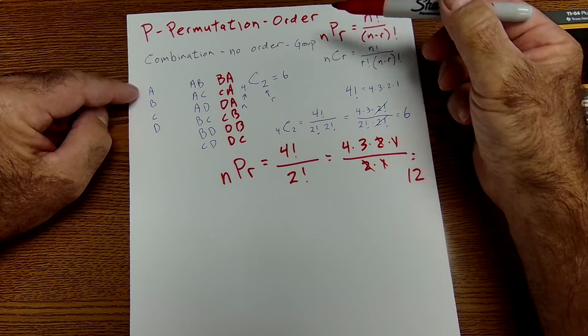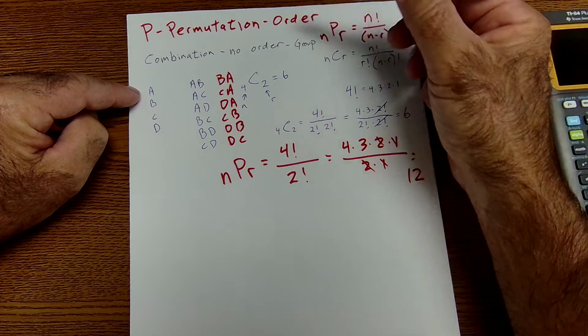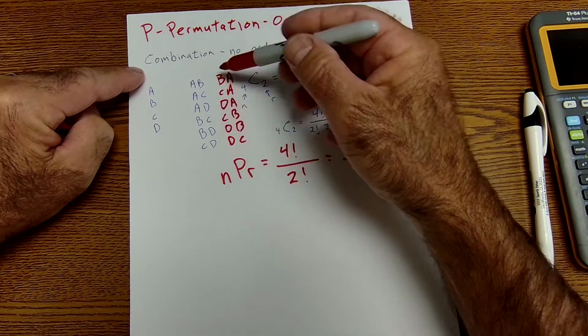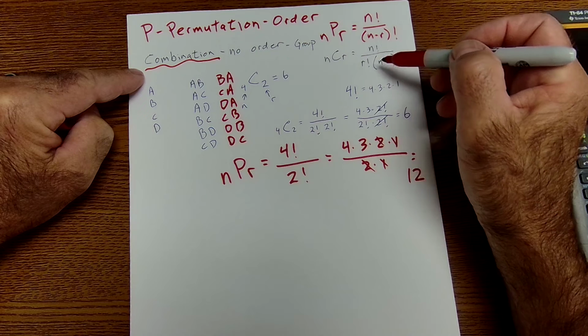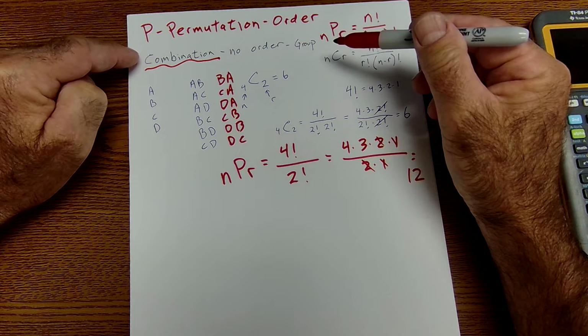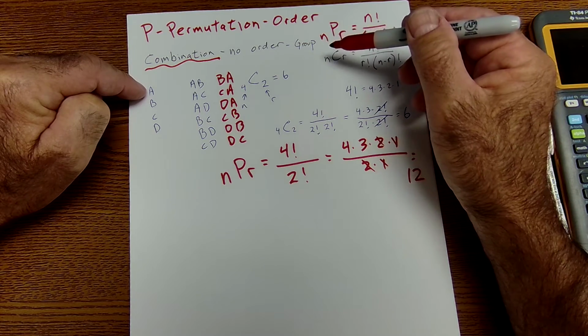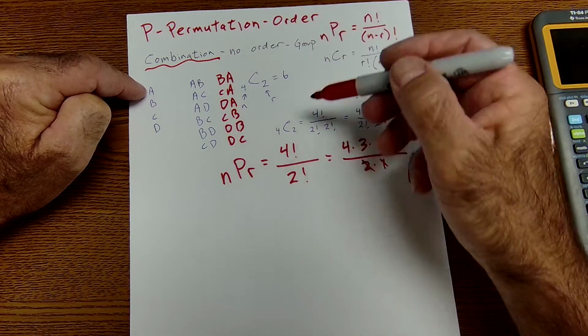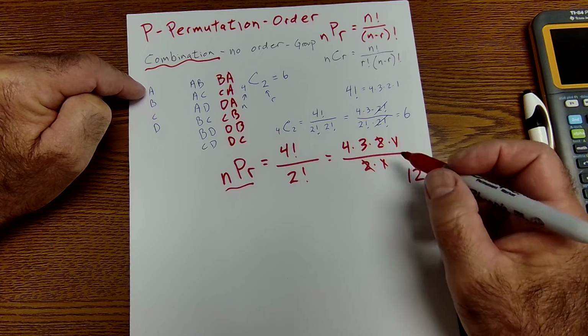So if you were asked how many ways could I pull a group of 2 from 4, the group tells you combination. Use that equation. If it said how many different arrangements or order of 2 from 4, it would be a permutation. Use this equation, and that's how you solve it.